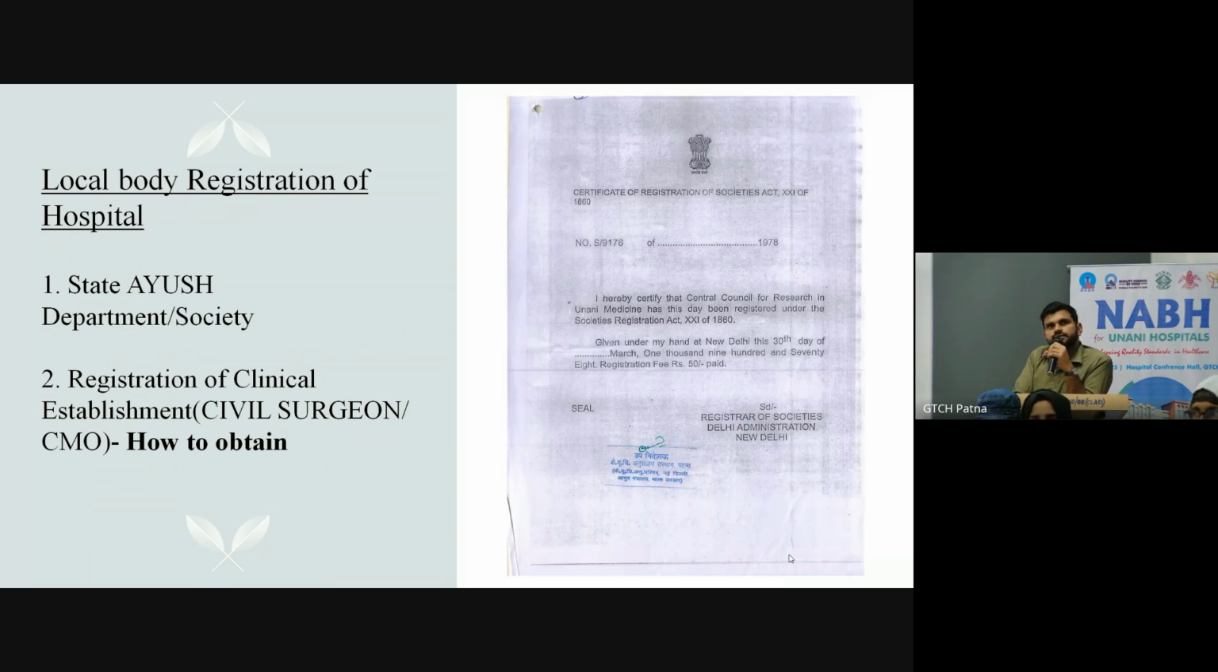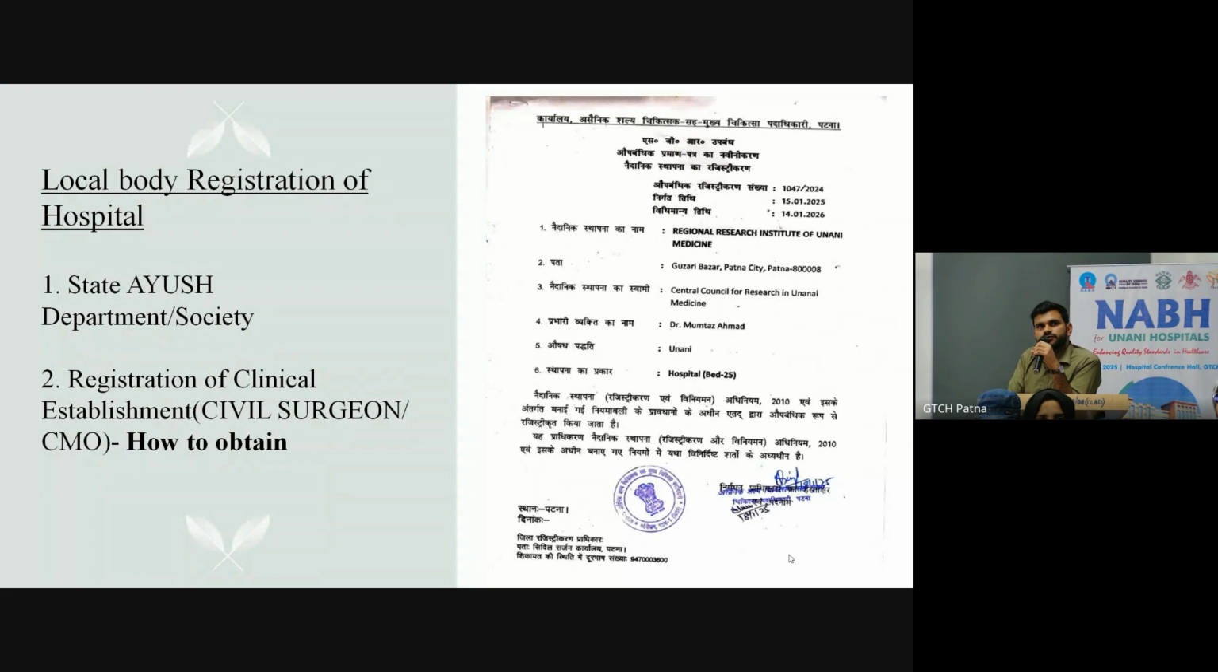This is the certificate of the society I was discussing, the state Ayush department or the society, as we are part of a peripheral institute or CCRO. So this is our society and we are registered in it. Next is registration of clinical establishment at the civil surgeon office. This is how that certificate looks like. This is also necessary and plays a very pivotal role, as it is required at every point of time.